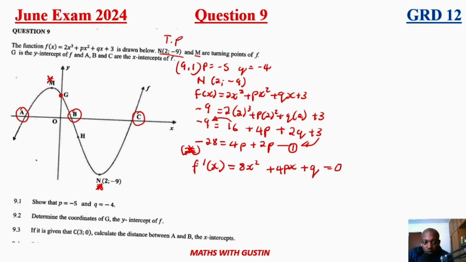We know that the turning point is given when x is equal to 2. So we come into our equation and substitute x equals 2 at the turning point, plus q equals 0. If we simplify this further, we can. This one here, 6 times 4, is going to give us 24, plus 4p, is it?